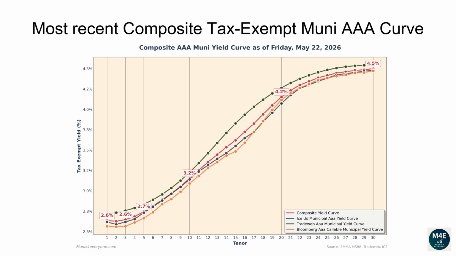The one-year composite tax-exempt yield is 2.63%. The two-year yield is 2.63%. The three-year yield is 2.65%. The 5-year yield is 2.74%. The 10-year yield is 3.15%. The 20-year yield is 4.15%. The 30-year yield is 4.5%.